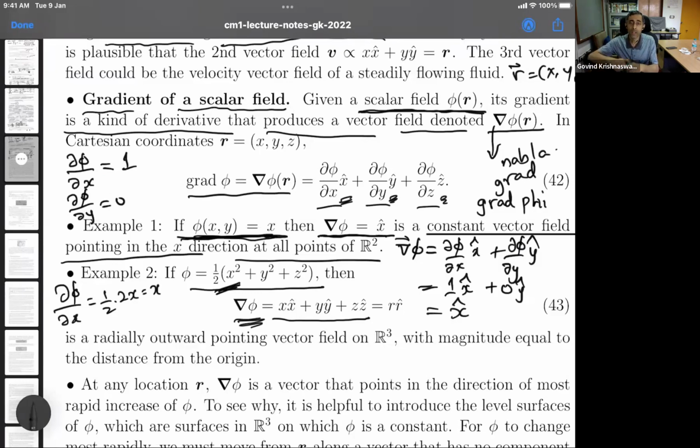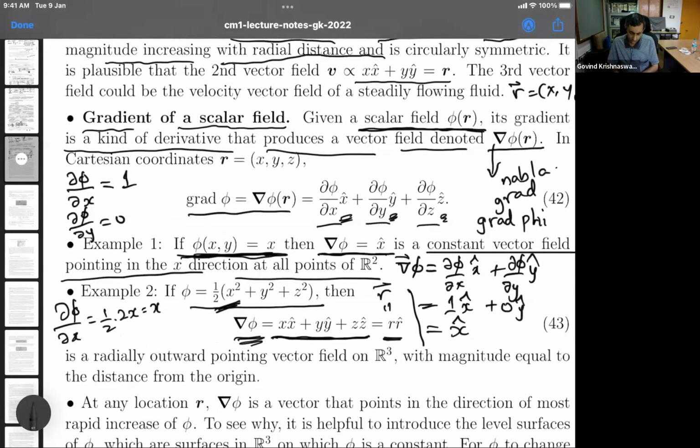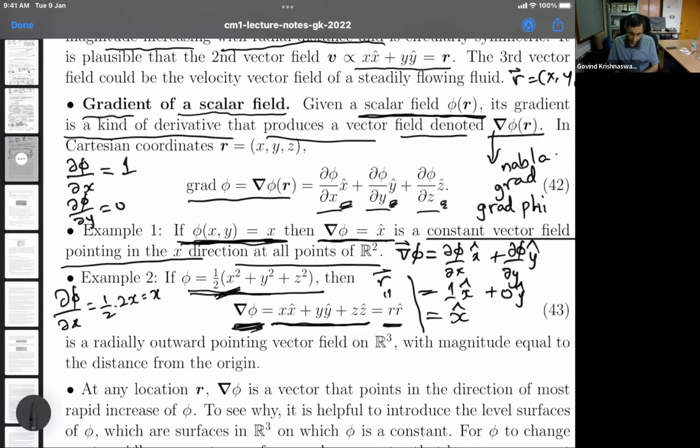So at any location x, y, z, grad phi here is a vector that points radially outward, because we recognize this vector as simply r times r hat, also known as simply the position vector of that point, r. So the vector field we talked about earlier, which was on the plane but you can extend it to three-dimensional space, is actually a gradient vector field. It's the gradient of this nice little function.